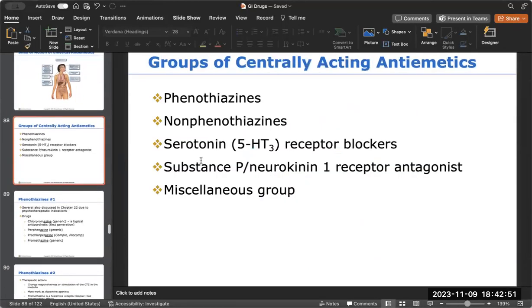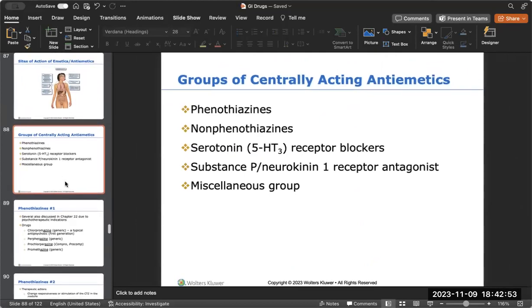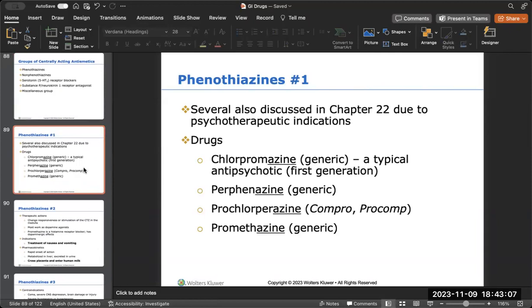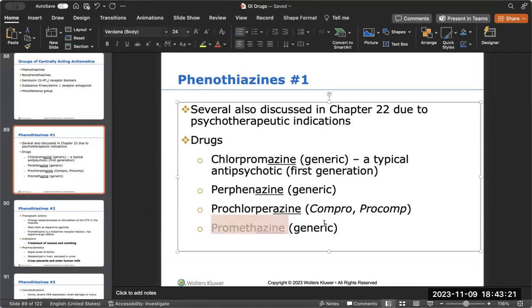So we have different classes. We have phenothiazines, non-phenothiazines, serotonin 5 receptor blockers, substance P neurokinin 1 receptor antagonists, and we have a miscellaneous group. The phenothiazines, these are all antiemetics. They all end in azine: chlorpromazine, perphenazine, prochlorperazine, promethazine. This one is very good for children. So that's the one we want to use for children. We could also use prochlorperazine for children. They're both safe for children.